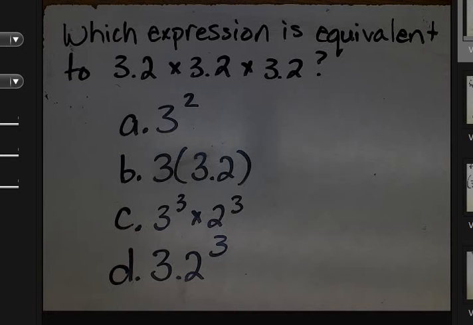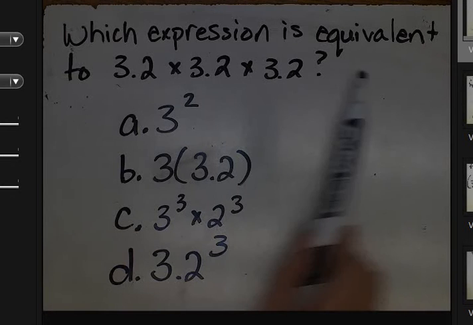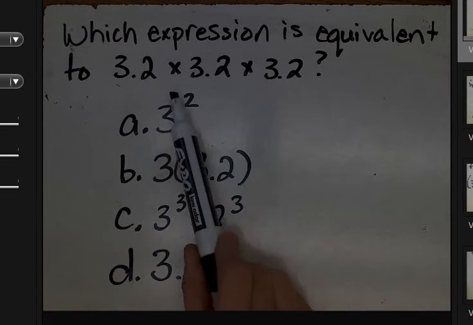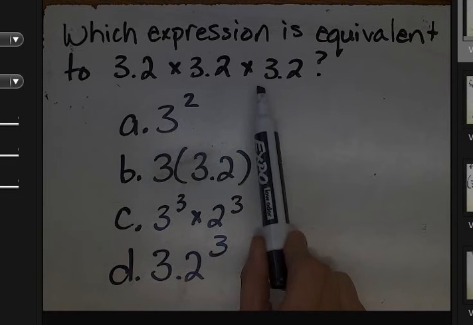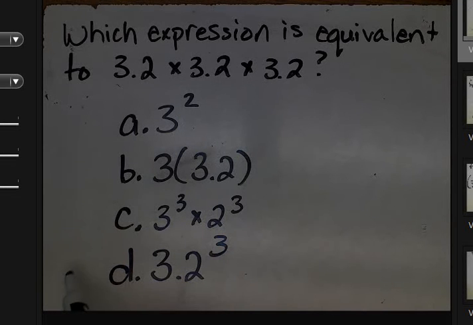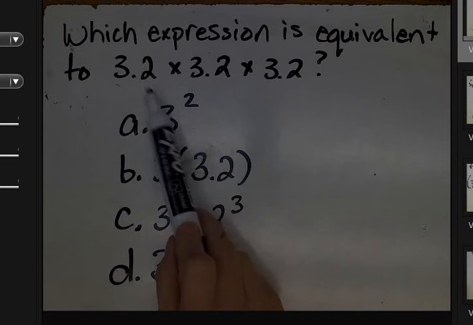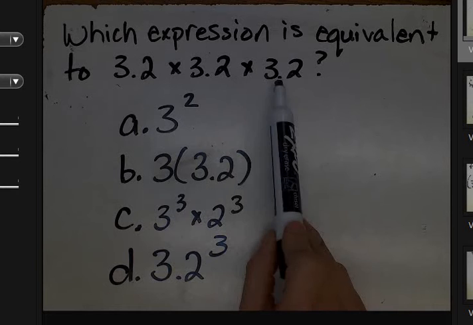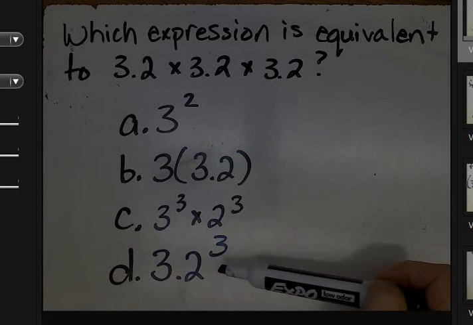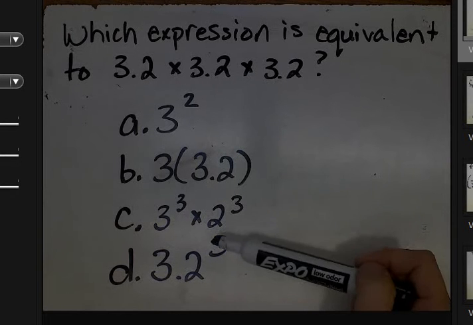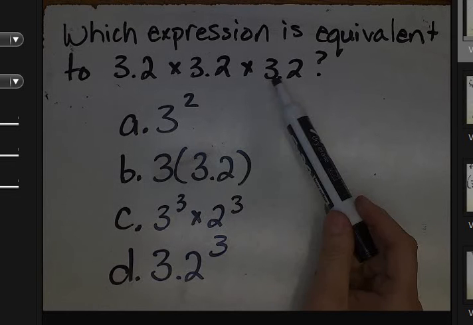When given a question, which expression is equivalent to 3.2 times 3.2 times 3.2, and I have four options here, I need to determine which one makes sense with my problem. I notice that I have repeated multiplication. So if I look at each of my options and I evaluate each of my options, I should be able to determine which one has the same value.